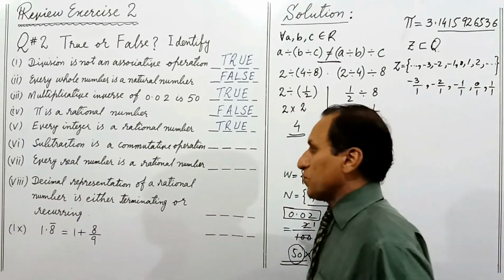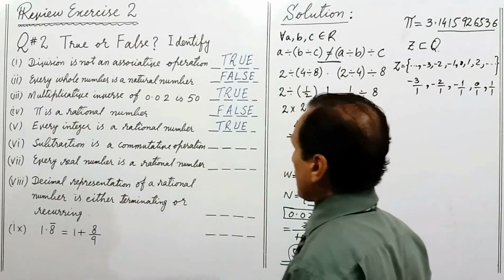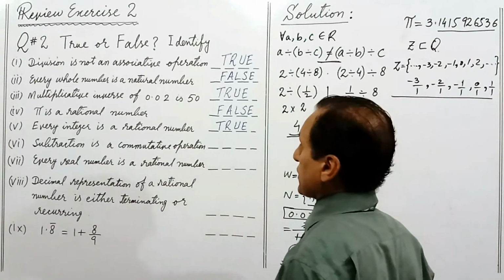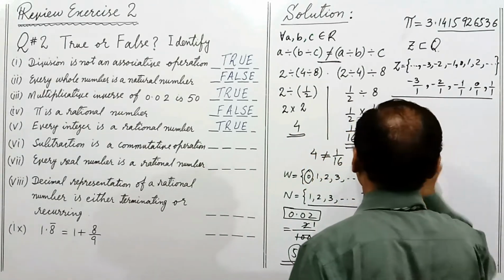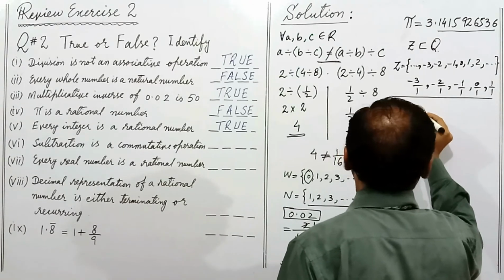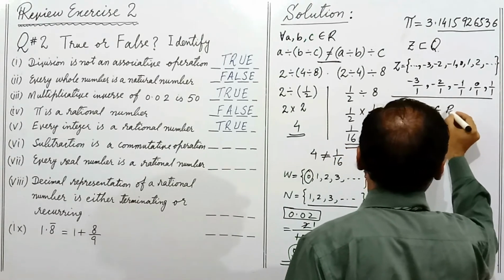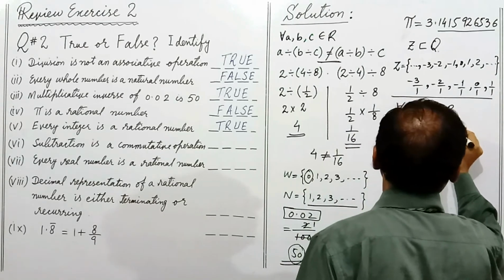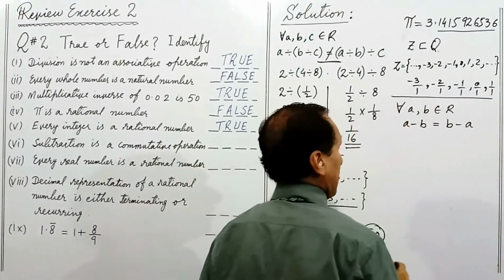So let's move to point number 6. Subtraction is a commutative operation. For this, we first understand what a commutative operation is. For all a, b belonging to R, a minus b will be equal to b minus a. But let's check this with an example.